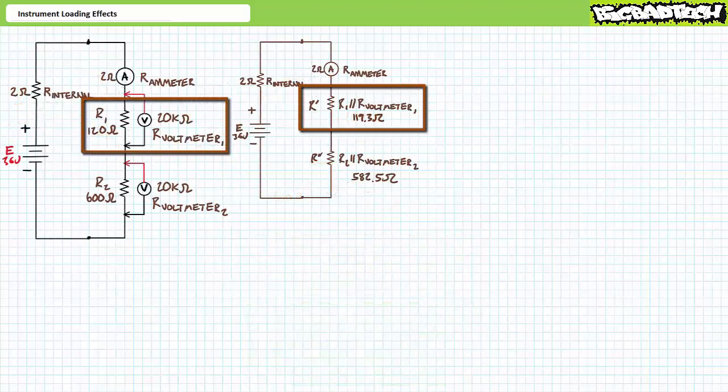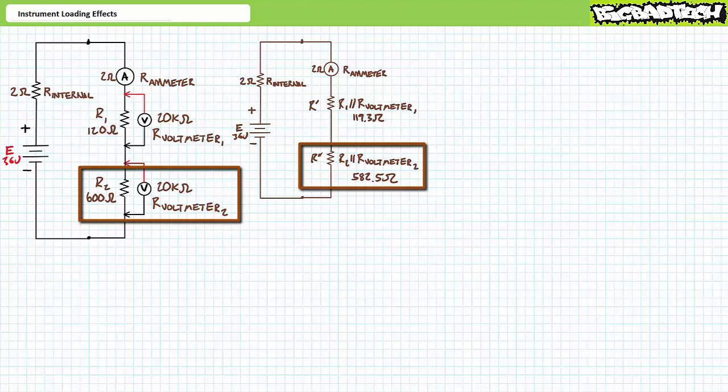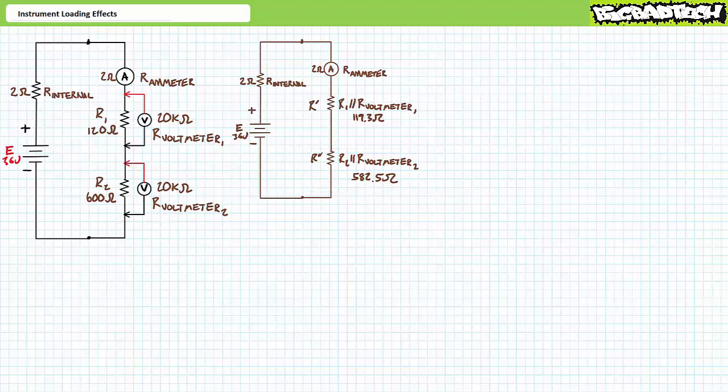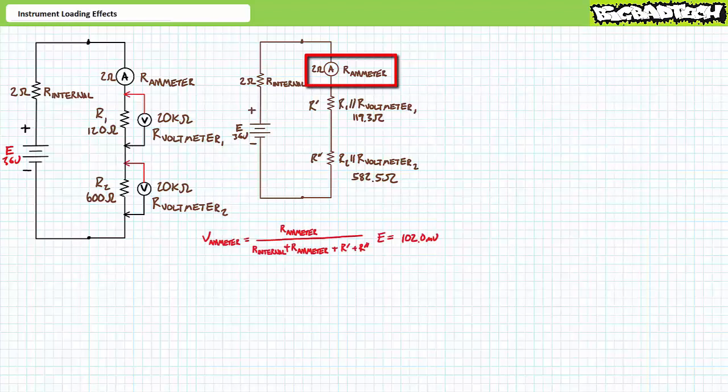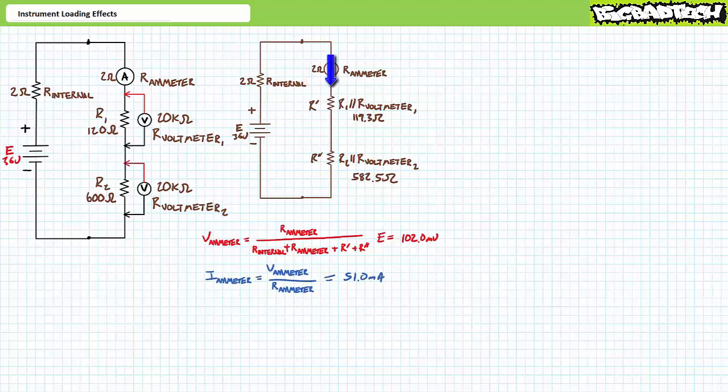The parallel combination of R1 and the non-ideal voltmeter 1 presents a resistance of approximately 119.3 ohms. Similarly, the parallel combination of R2 and non-ideal voltmeter 2 presents a resistance of roughly 582.5 ohms. The internal resistance, the ammeter, R single prime and R double prime are perfectly in series with one another. An application of the voltage divider rule to the pure series simplification demonstrates the voltage across the ammeter is 102 millivolts. An application of Ohm's law demonstrates the ammeter experiences 51 milliamperes. Ostensibly, this is the source current for this system.